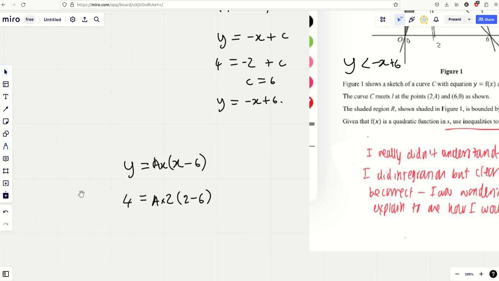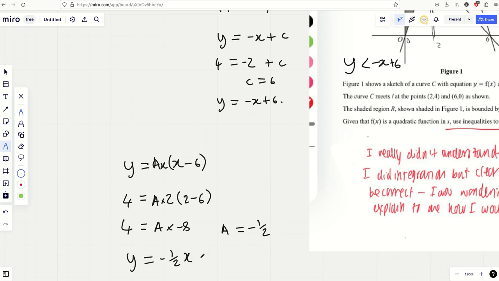Okay, what am I going to get here? I'm going to get 4 equals 2 minus 6 is minus 4. Minus 4 times 2 is minus 8. So a times minus 8 is 4. A is going to have to be minus half there. And therefore, our equation must be minus a half x times by x minus 6, yeah?